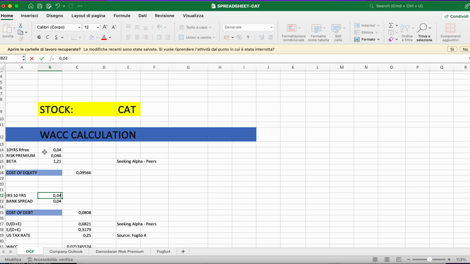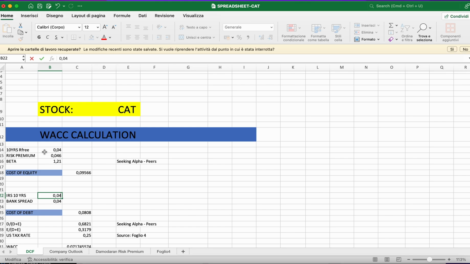Then we have the beta. For the last 24 months, it has been 1.21. And so I've used it as a reference for Caterpillar.